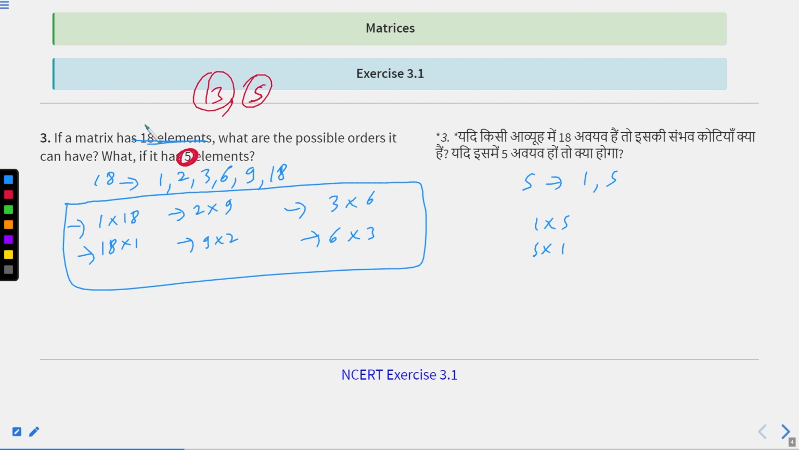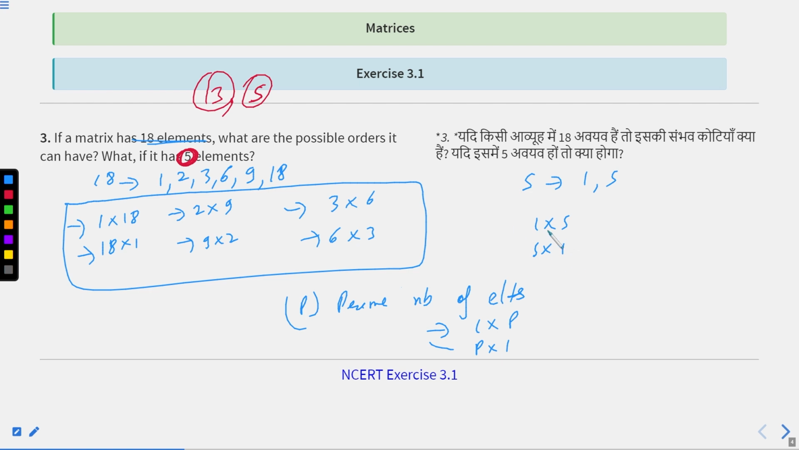Whenever you are having prime numbers, you know that a prime number is only divisible by 1 and the number itself. So if you are having a prime number of elements, then possible orders will be just 2: one is 1 cross p and another is p cross 1. Here p is a prime number. I hope that it is clear to you.